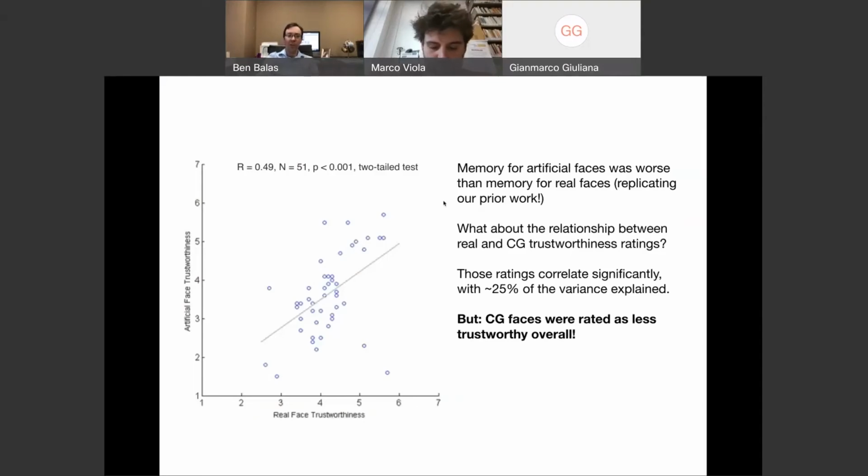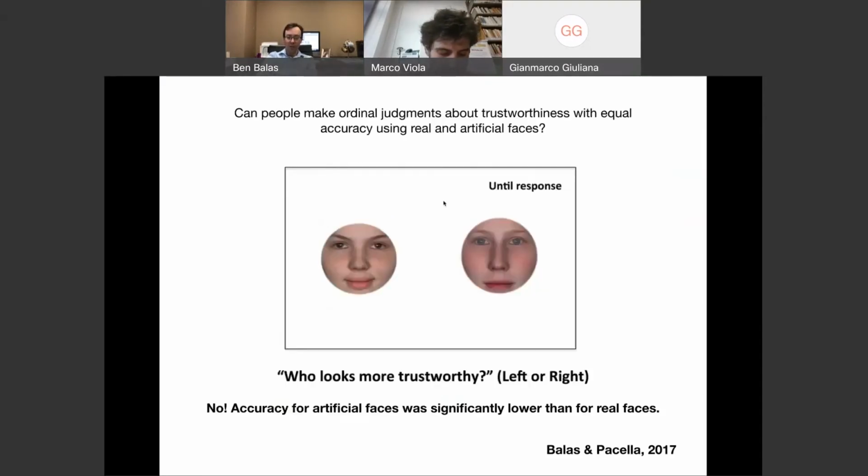Like in our previous work, though, we decided we wanted to do something that wasn't purely a subjective rating, but also include more of an objective sort of categorization task as well, to see what happens when you have to make a sort of, I guess you could call it unbiased judgment about trustworthiness under psychophysical conditions.